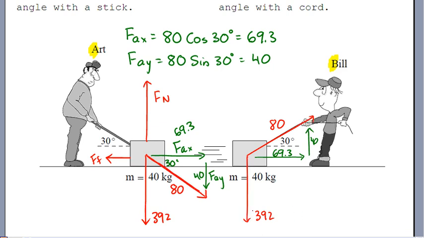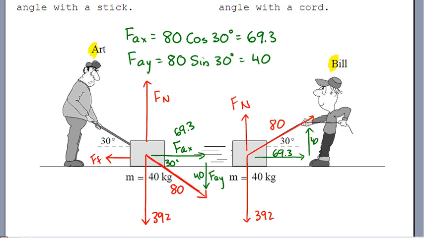Bill's box has Bill helping by holding up at 40, whereas Art was shoving the box down into the ground. His 40 was acting with the 392, so the normal force from the floor had to be really aggressive for Art, but not so much for Bill. Bill's normal force might only be that big.